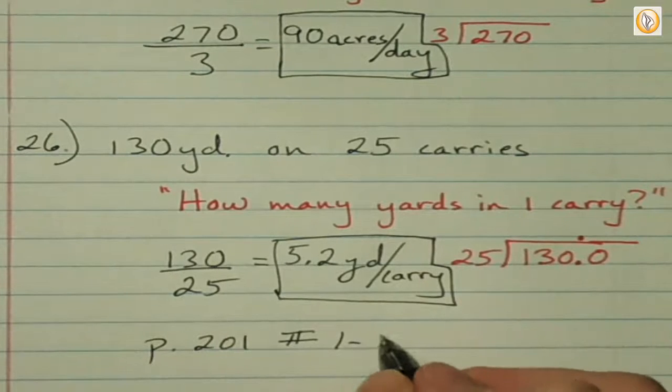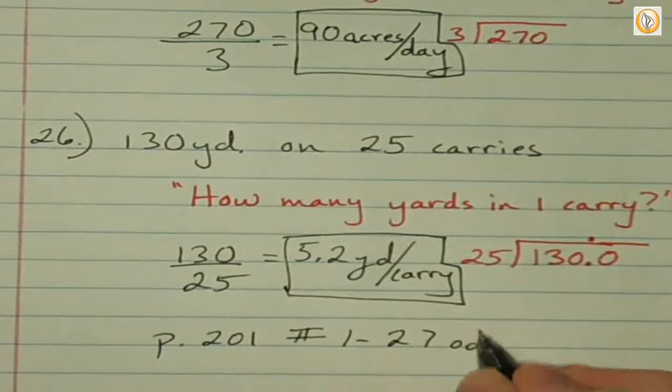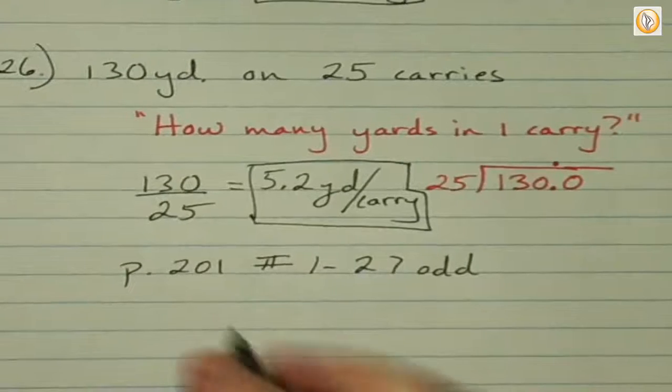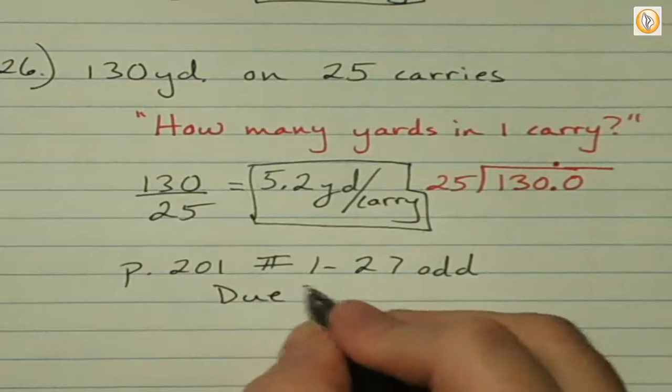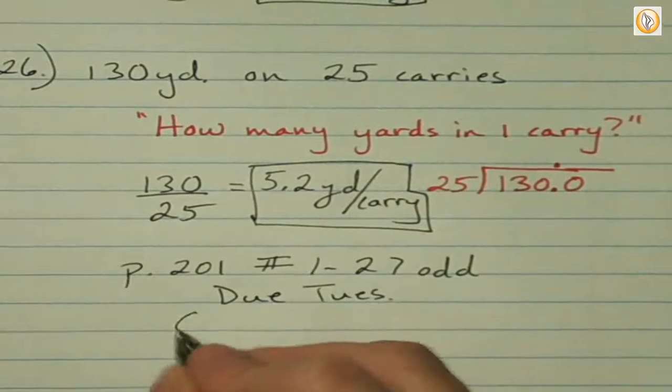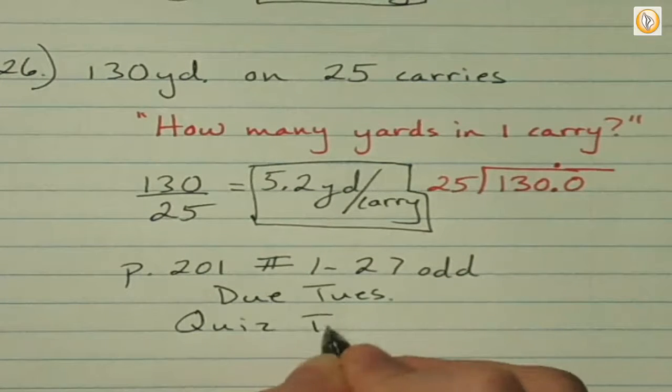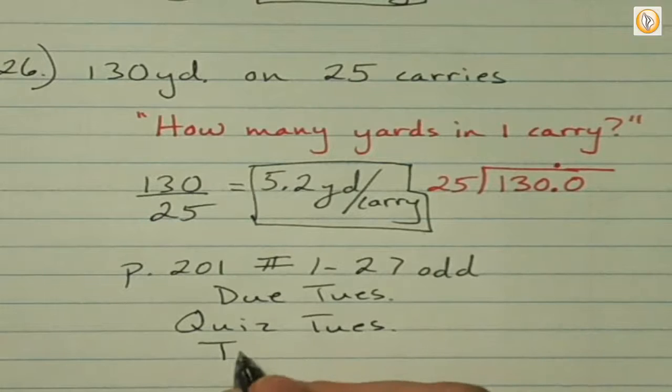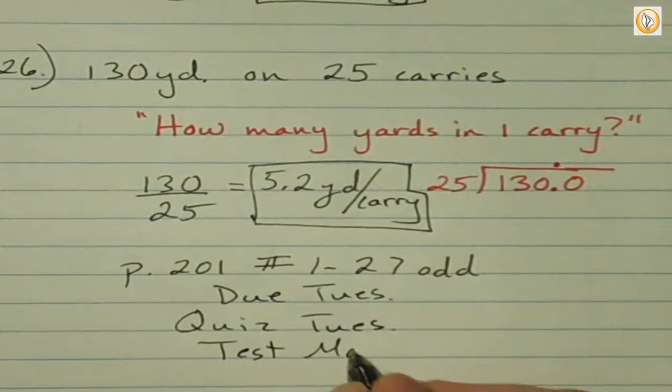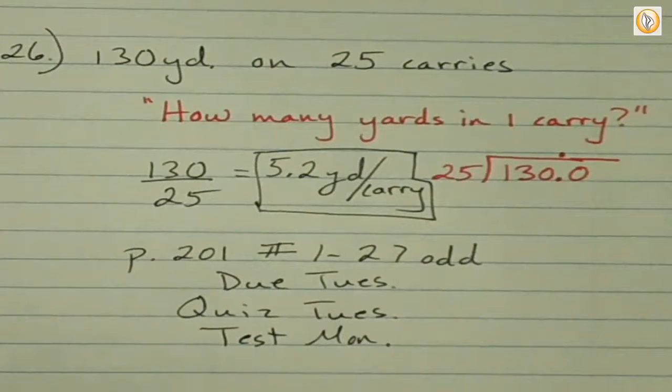1 through 27 odd. That's like 14 problems. Due Tuesday. You have a quiz Tuesday and test Monday. All right, get to work.